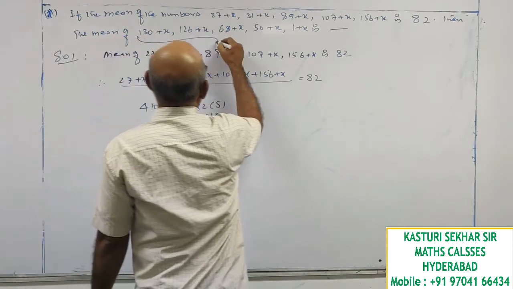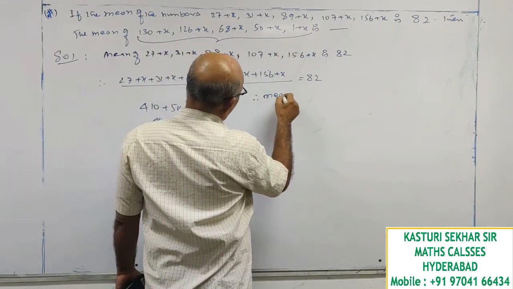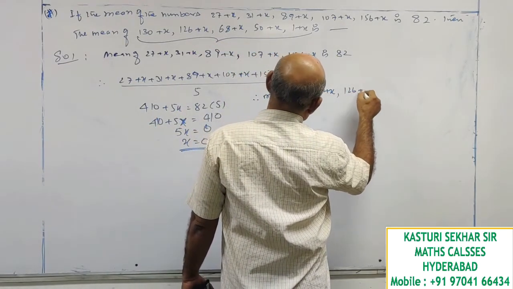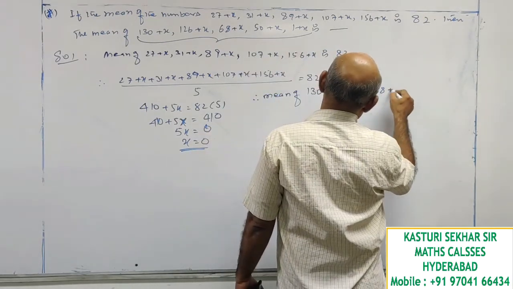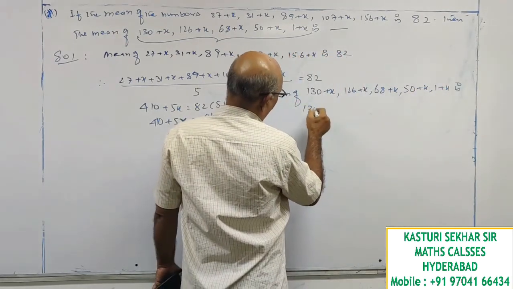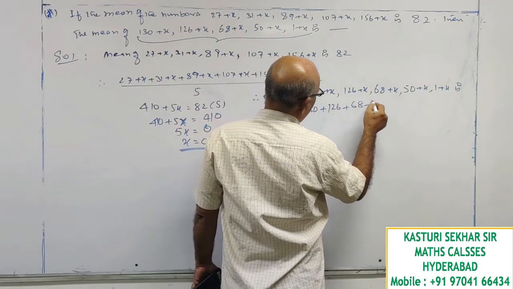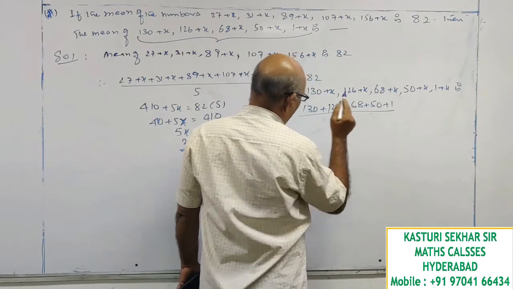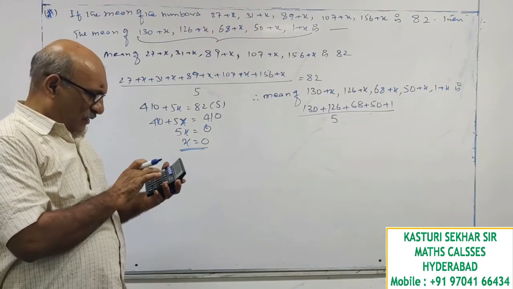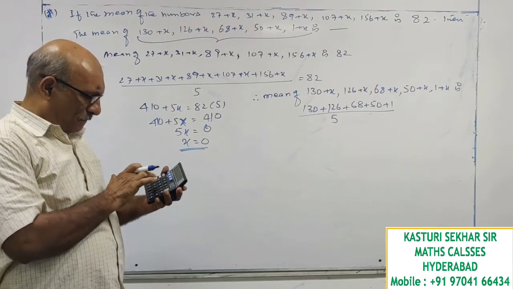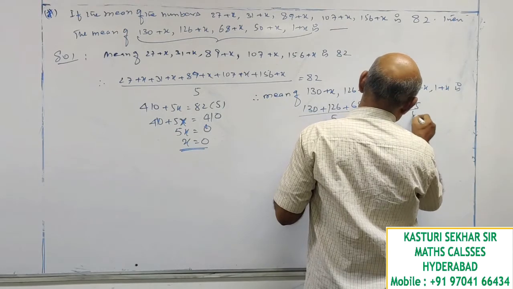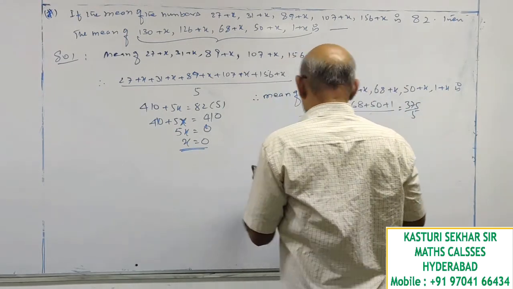Now you have to calculate the mean of this. Therefore, the mean of 130 plus x, 126 plus x, 68 plus x, 50 plus x, 1 plus x is 130 plus 126 plus 68 plus 50 plus 1, divided by 5. That is 375 divided by 5. This is 75.